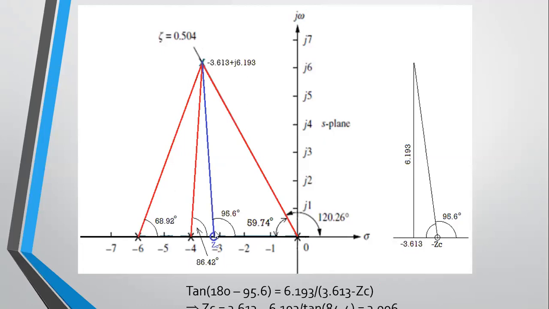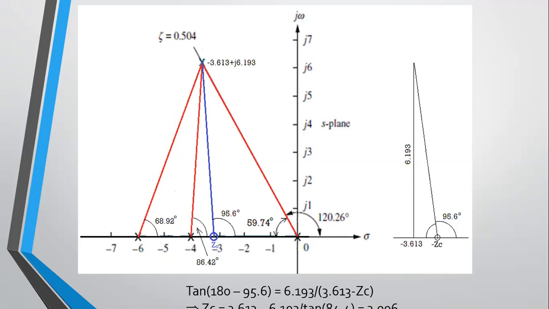So this is where we're placing the zero, which is the PD controller. It's slightly to the right here in this case, but we don't know where ZC is currently. This is what we have to work out. Again, it's a very simple trigonometry problem where we know this is minus 3.613 plus j6.193. So this is the operating point. And we also know the angle that this zero should provide is 95.6 degrees, because that's what's missing from the sum of angles for this operating point.